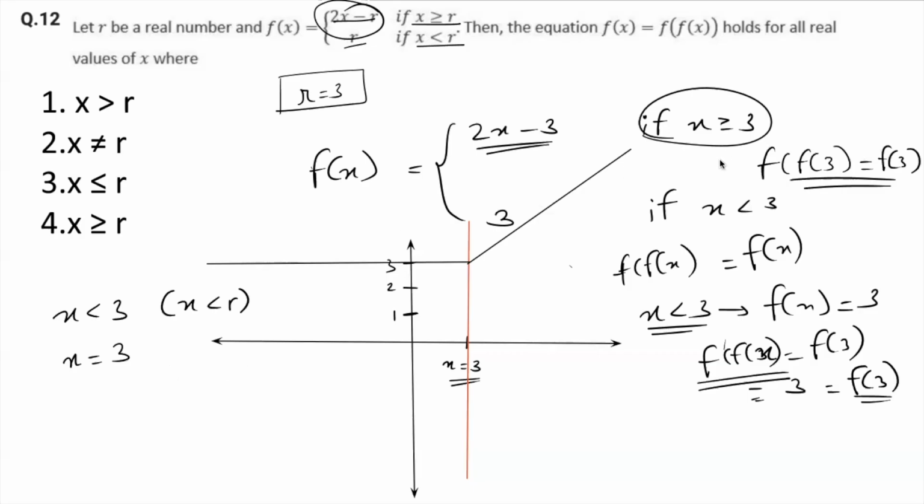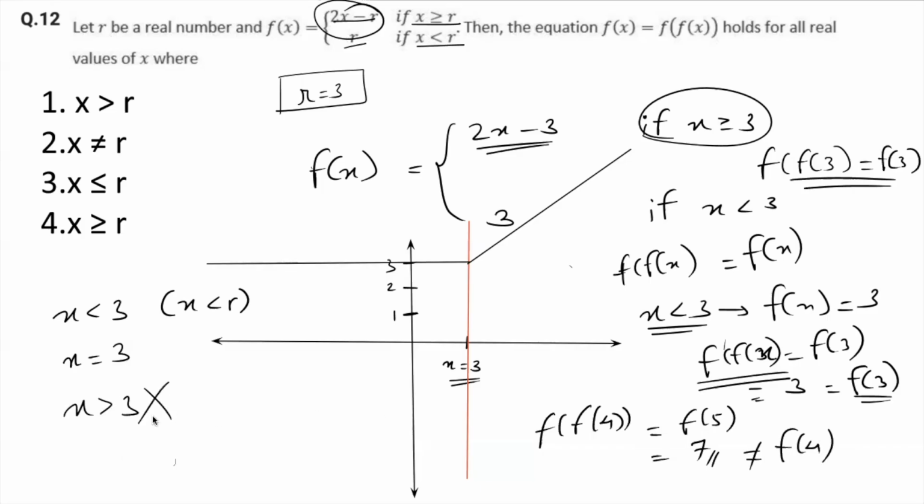But what if we take the value of x more than 3? For example, let's take x is equal to 4, guys. For x is equal to 4, f of f of x will be f of f of 4. Now f of 4 will be equal to 2 into 4 minus 3. 2 4s are 8 minus 3 is 5. So f of f of 4 will be equal to f of 5, which is again 2 into 5 minus 3, equal to 7, which is not equal to f of 4, right? And that means this relation will not hold true for x greater than 3. Means the condition that we have holds true only for x less than or equal to 3.